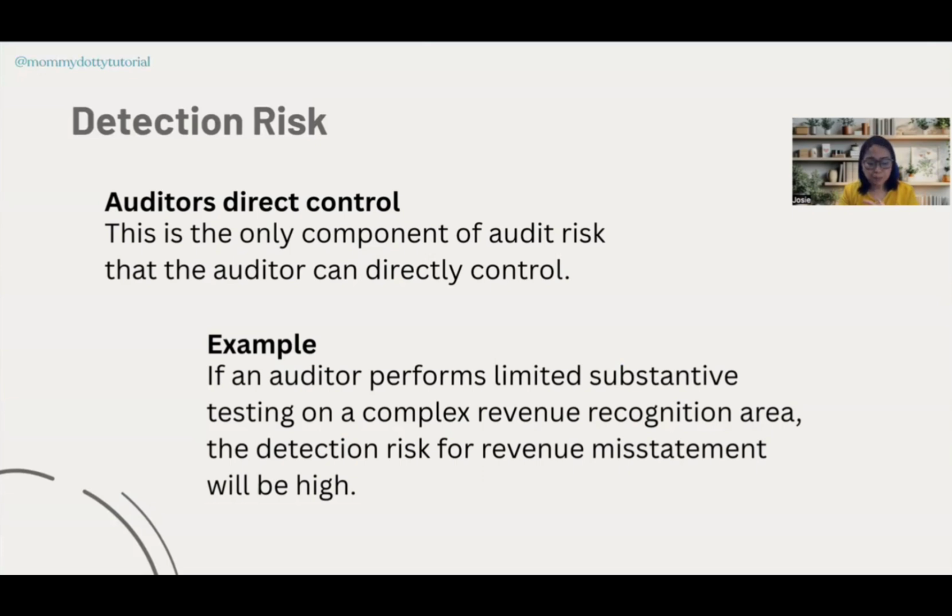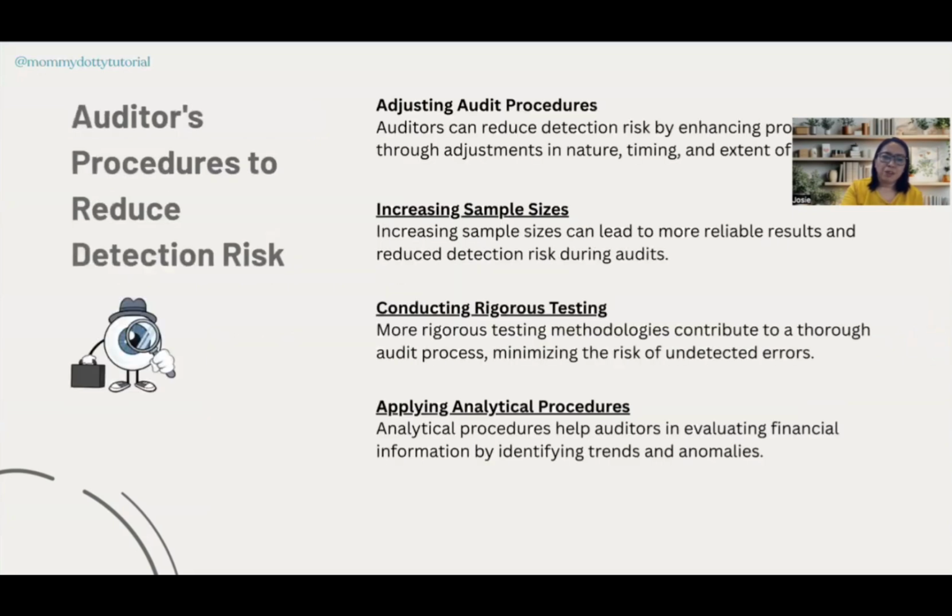For example, if an auditor performs limited substantive testing on a complex revenue recognition area, the detection risk for revenue misstatement could be high. So to lower the detection risk, we need to do more work. To reduce detection risk, auditors can enhance their procedures by adjusting the nature, timing, and extent of their audit tests. This may involve increasing sample sizes, conducting more rigorous testing, or applying analytical procedures.